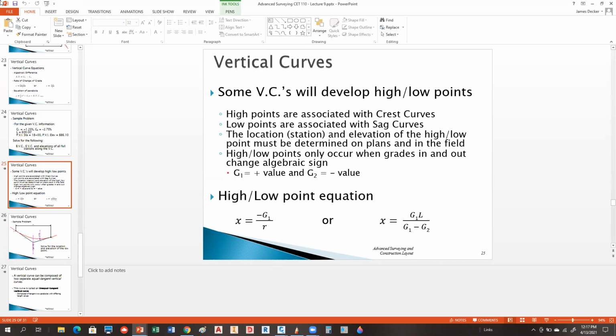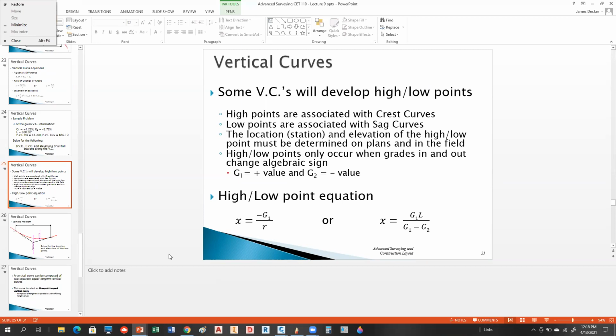So we're gonna look at this. The equation to solve where that high point or low point occurs is given by this equation here. You can either use x is equal to negative G1 over R, or this one, which is a little bit more cumbersome to use, G1L divided by G1 minus G2. These are exactly the same equations. This one's just a little bit easier to use. Okay, so we'll use this on an example to show you. What that X value is going to be is the distance from the BVC to the high point or low point.